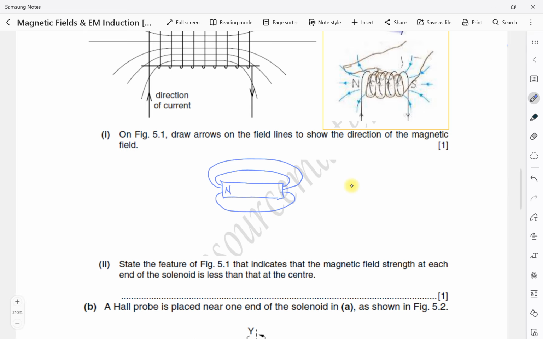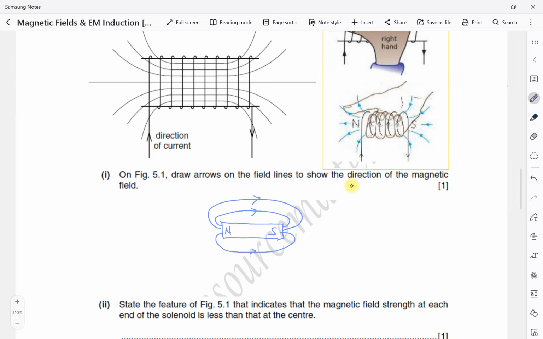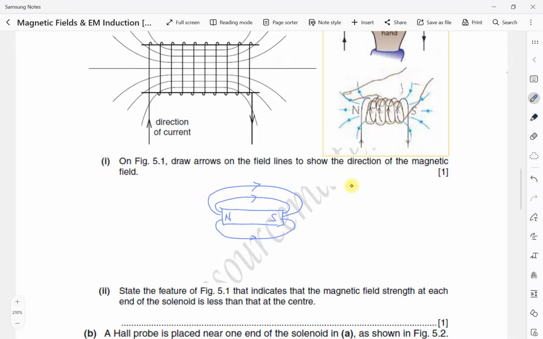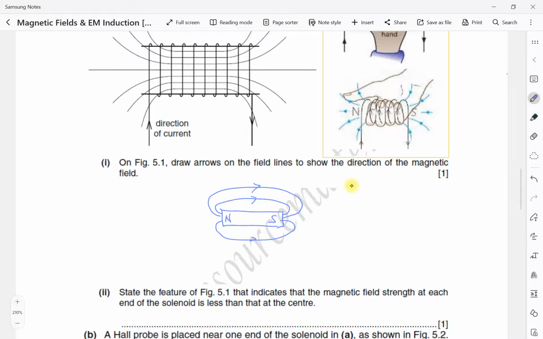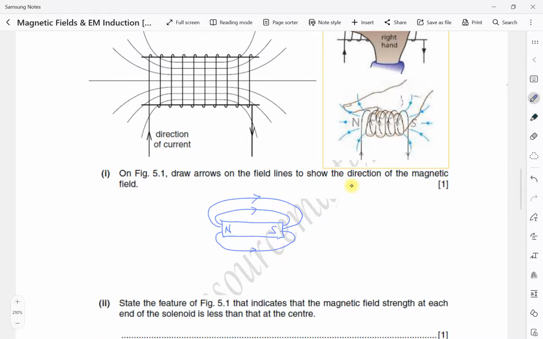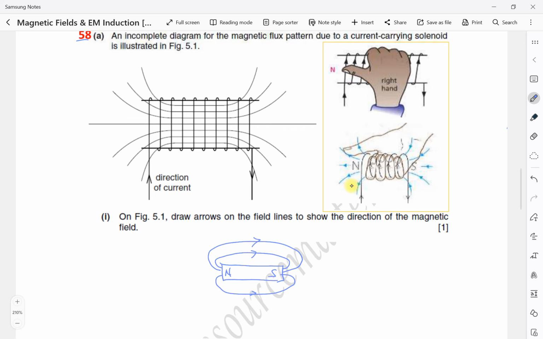And if one side is north and another side is south, you know that field lines originate from north and terminate to the south. So they are similar to those of a bar magnet, with one end of the solenoid being north and one end of the solenoid being south. Now we imagine gripping our solenoid in our right hand, and the thumb points towards the north end of the magnet or of the coil, because I said it behaves as if it's a magnet, with one end being north and the other end being south.